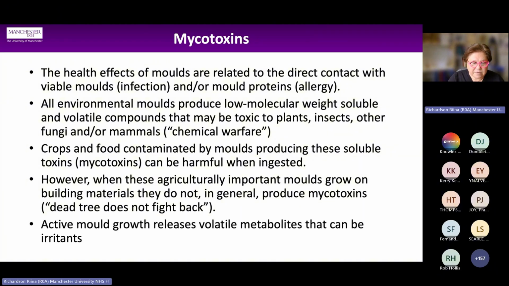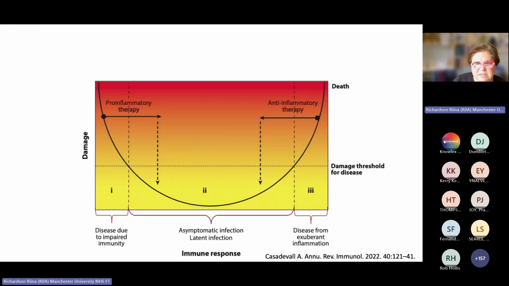Now, obviously, active mold growth in any space releases volatile metabolites that we can smell. We can tell that there is maybe a mold issue in the building, but that does not equal mycotoxin. Even though they are not mycotoxins, or not toxic as such, they can be irritating and irritants. So that is just to get the terminology right here in our heads.